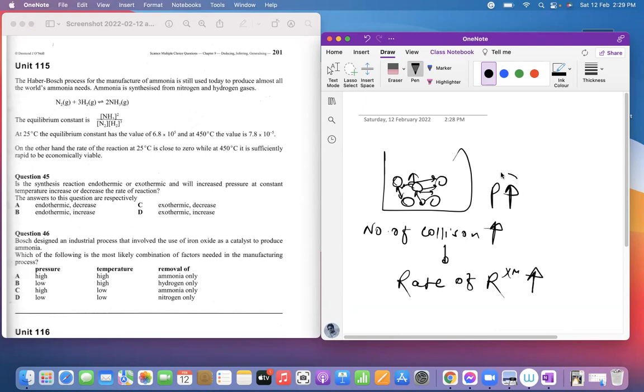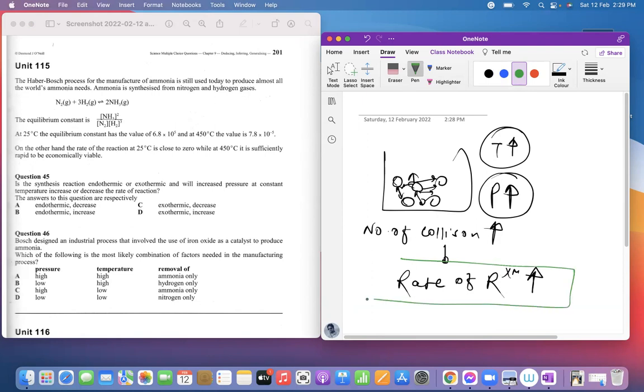So the effect of an increase in pressure as well as an increase in temperature is the same: both will increase the rate of reaction. So for this, 115 unit, D'Souza chapter 9, page 201, question 45, the answer is option D. Why? Because this is the formation of ammonia, which is an association reaction, so this is exothermic. And for the second question, pressure increase, the rate of reaction will increase. Any doubt about this one? Please tell me. Any doubt about 45?